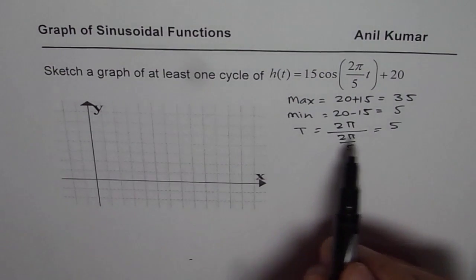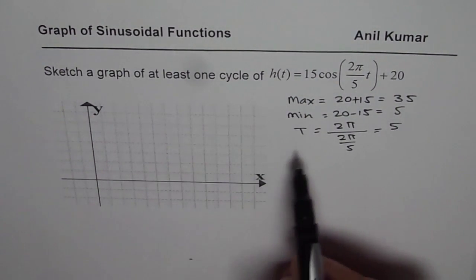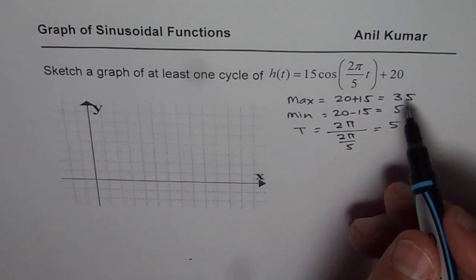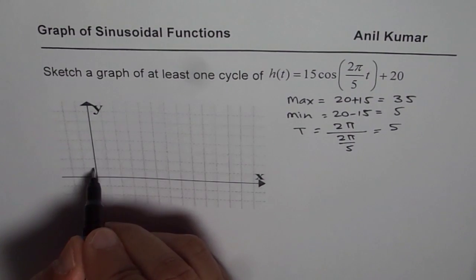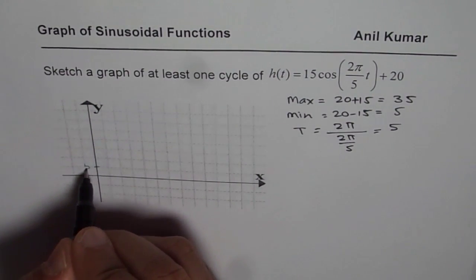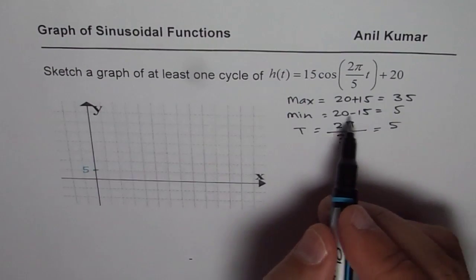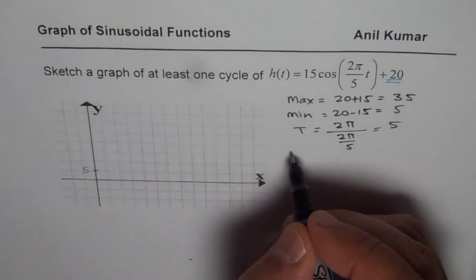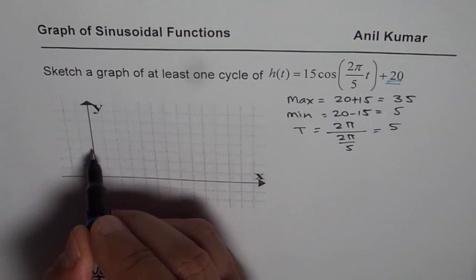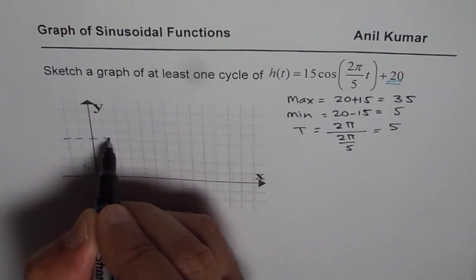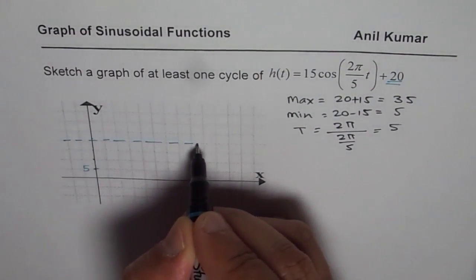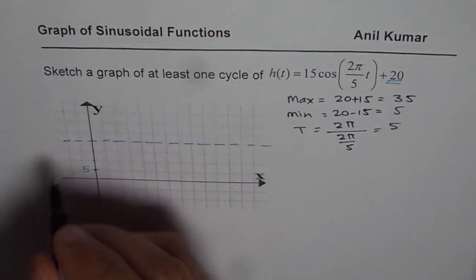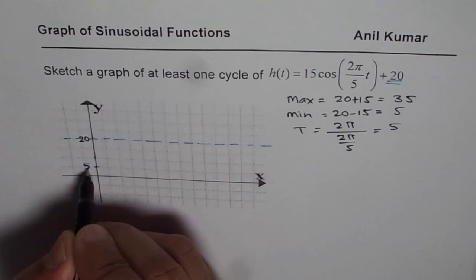So these parameters help us to make the scale and then sketch the graph. Let's begin with the vertical axis, where the maximum is 35. If I take a unit as 5, I think it will be good. So let each unit be 5. So 5 is going to be my minimum. Then this is my axis, which is 20, so it is 5, 10, 15, 20. We'll draw a dotted line at 20 that indicates the axis for the graph. So this is 20 and that is 5.